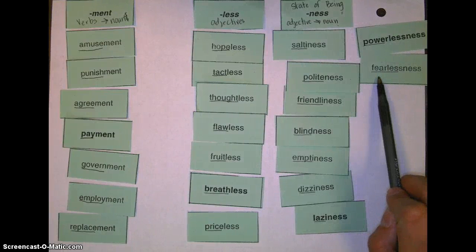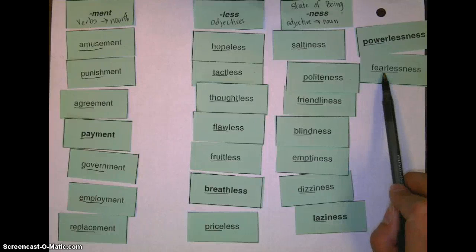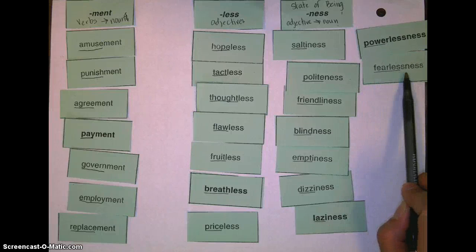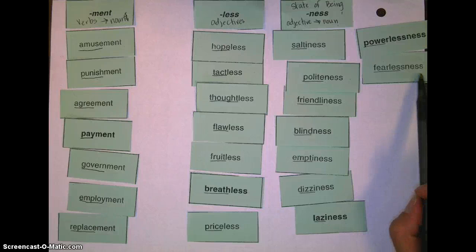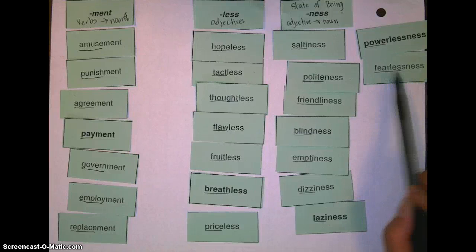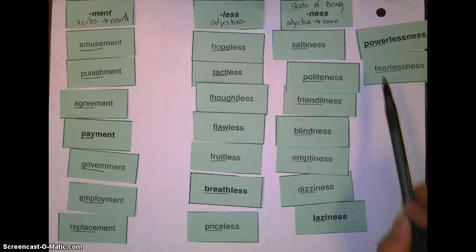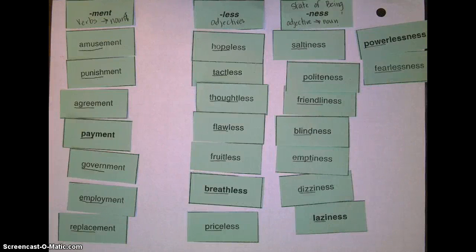Same thing with fearless, fear. We have the base word fear, which is a noun. We change it to fearless, which is an adjective, meaning without fear. And then adding that suffix ness changes it back to a noun, fearlessness, which is the state of being fearless, or the state of being without fear. There's one more thing I want to take a look at really quickly, and that is how the base words change their spelling.